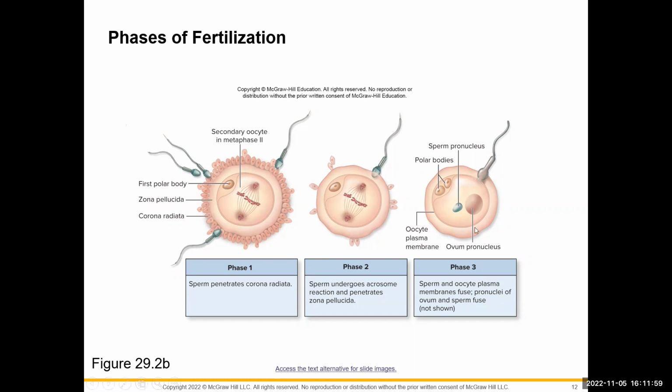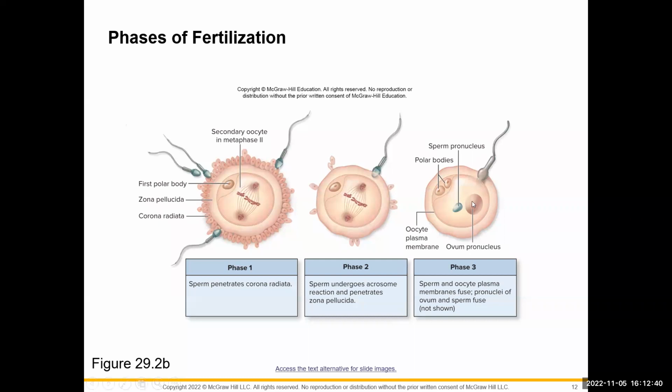Then finally, phase three. Once the sperm makes it to the plasma membrane of the secondary oocyte, we get a fusion of both of those structures, and the nucleus of the sperm moves into the secondary oocyte. The secondary oocyte completes its second meiotic division, and now we have what's known as the ovum pronucleus and the sperm pronucleus, and both of those will fuse together. Once that occurs, we have a zygote.